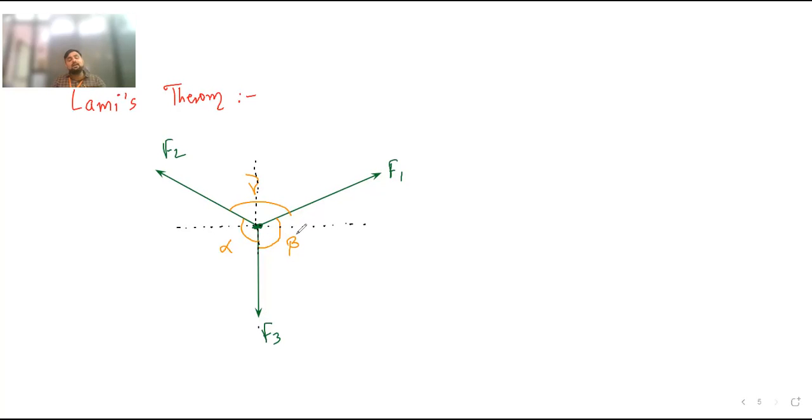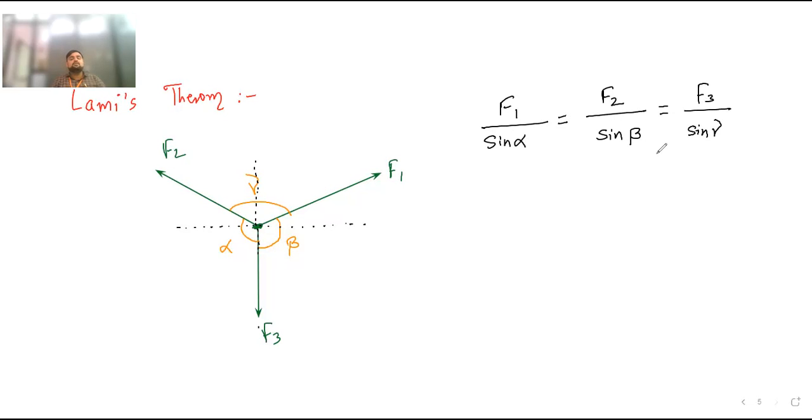So what Lami says is that whenever three forces are acting at a point and are in equilibrium, then each force is proportional to the sine of the angle between the other two forces. Suppose I take F1. F1 divided by sine of alpha must be equal to F2 divided by sine of beta, which is equal to F3 divided by sine of gamma.